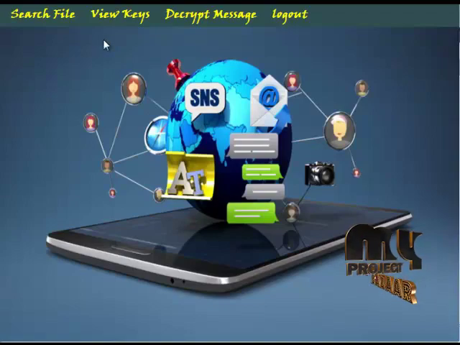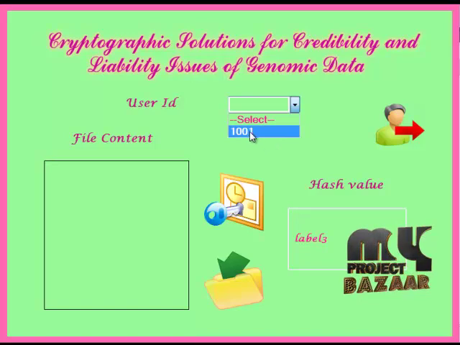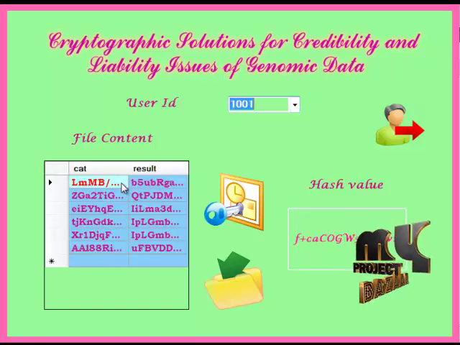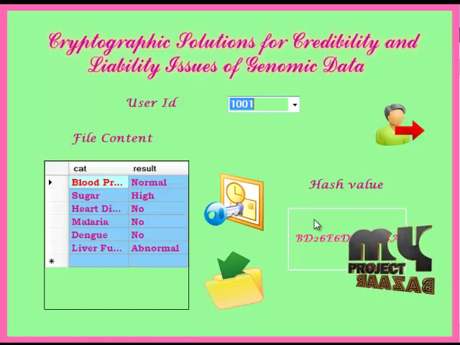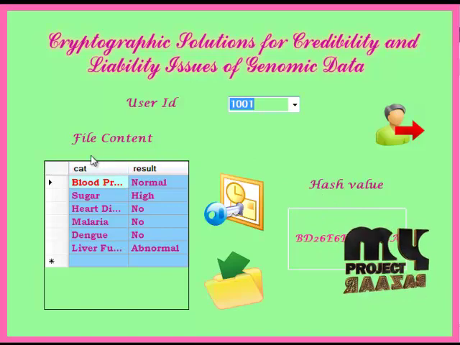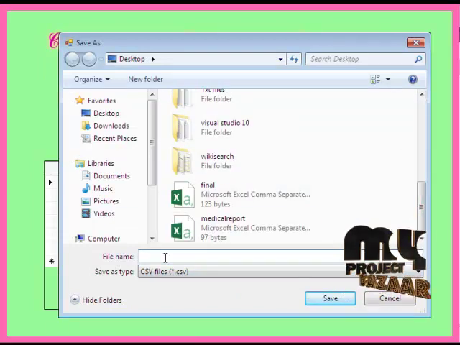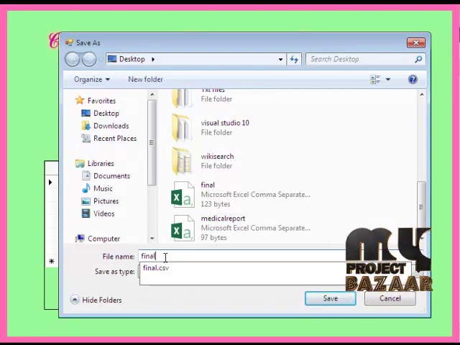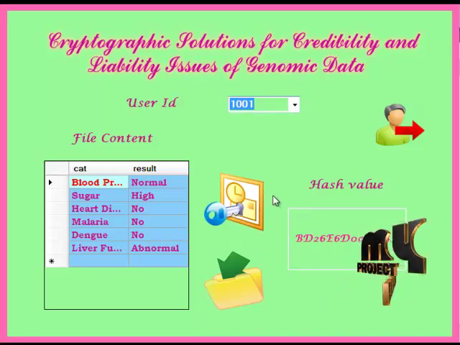The service provider logs in again to decrypt this message. He views the user ID, and here is the file content. Here is the encrypted hash value. Now he decrypts the hash value. Once it is correct, it automatically decrypts the file content. So this decryption is correct, so the file is decrypted. Now we have to click here to save this file. Here I am going to save this file as final 2. So this Excel file is saved successfully.